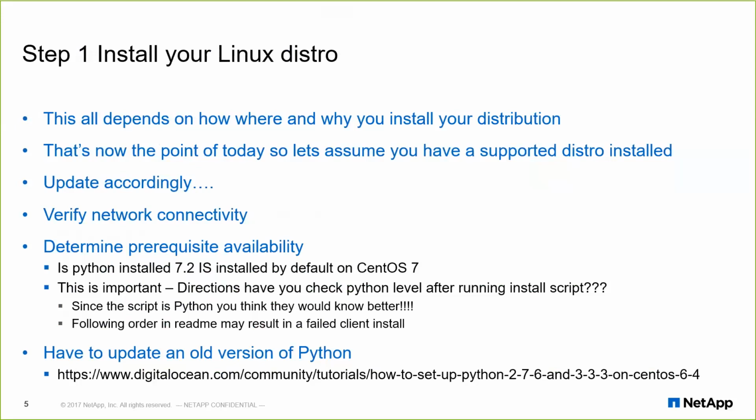If you have an old version of Python or you need to install a different 2.7 version of Python on your distribution, here's a link to a community tutorial on how to do that. That in itself is an entire session, so we're not going to do that today. But that'll give you instructions on how to install version-specific bits of Python on your machine to get yourself going.